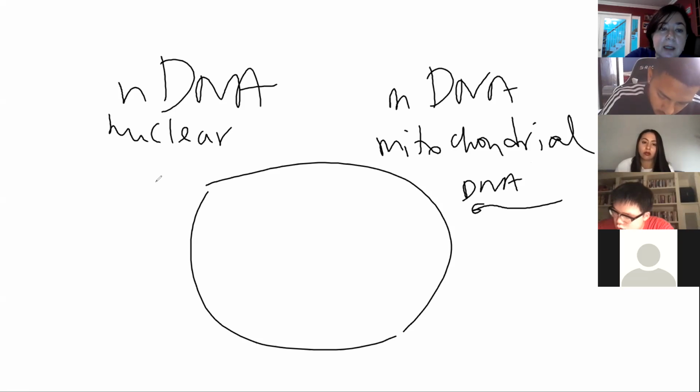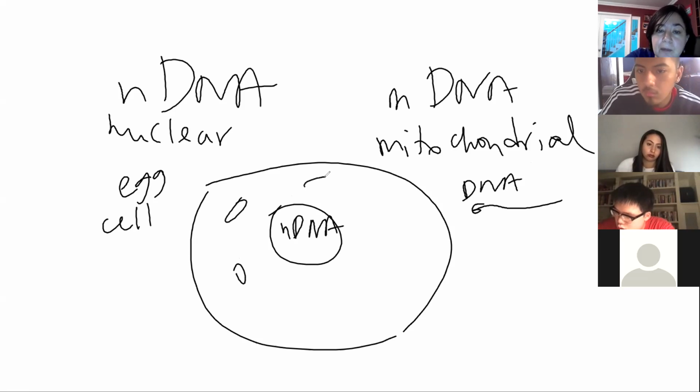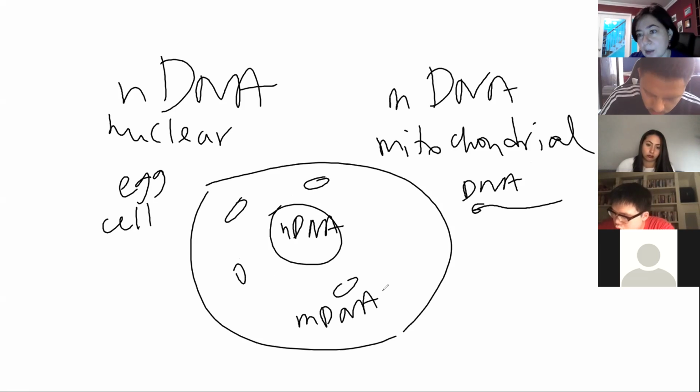So if this is an egg cell, right? So you get nuclear DNA, right? And you get mDNA. So slightly more DNA you get from mother than from father. And as I said, you can get it only through the maternal line. Now, what's the significance of this DNA? Surprisingly, it's quite significant.